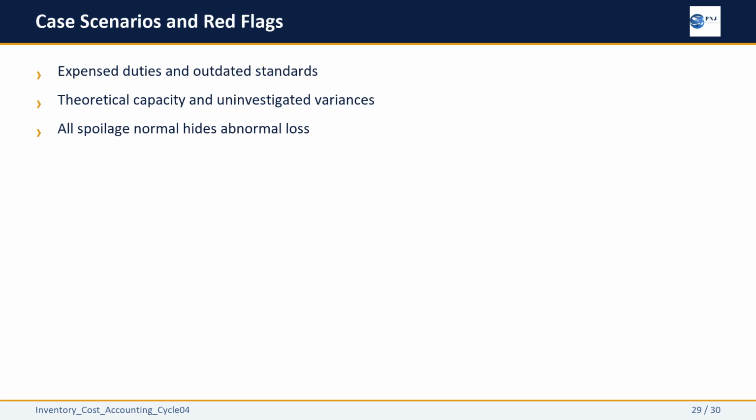The case scenarios train your instinct for trouble. Freight and duties expensed signals understated inventory and permanently favorable price variances. A POR built on theoretical capacity creates a chronic unfavorable volume variance and mispriced products. A 15% count shortage with no cycle count means a year of undetected theft or error. Treating all spoilage as normal hides abnormal losses in inventory. And a labor efficiency variance that is never investigated buries the real cause. Each red flag points straight to a corrective action.